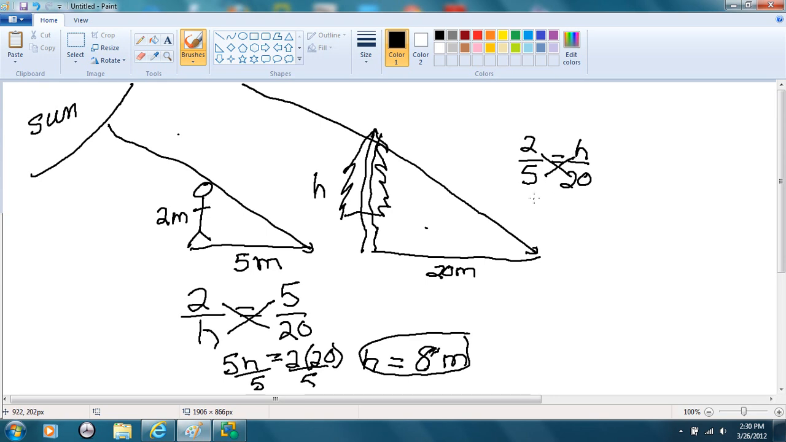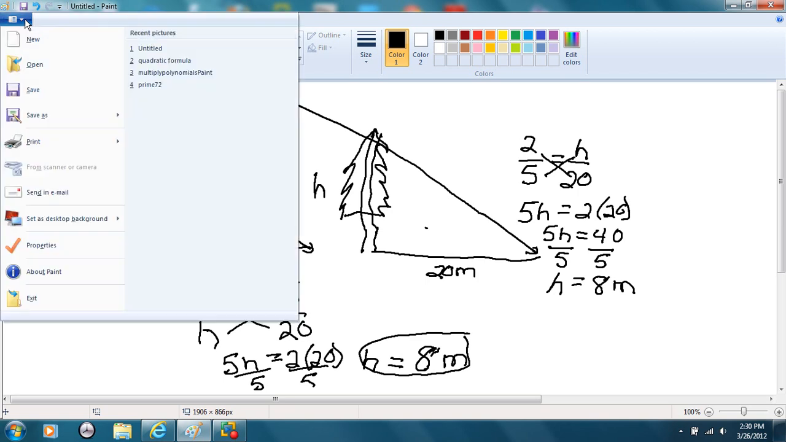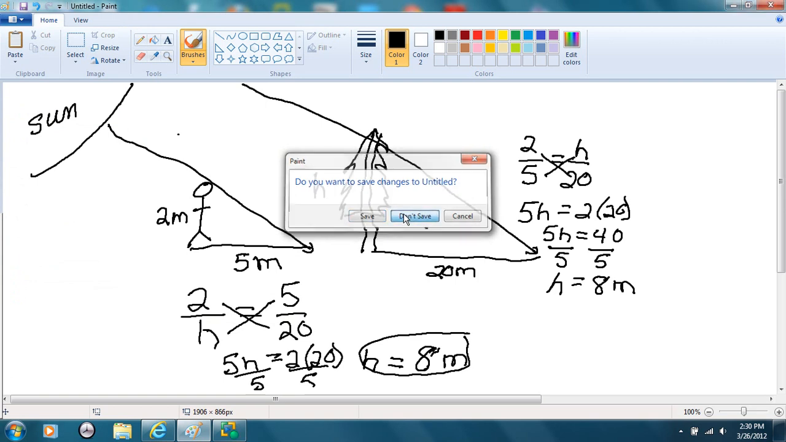So we're going to get 5h is equal to 2 times 20, and so 5h is equal to 40. Divide each side by 5. And again, we get h is equal to 8 meters again. So that's another way to do it. Now, we're going to try to do one more thing in this video segment. And so I'm going to get rid of this because I'll need a page for later.